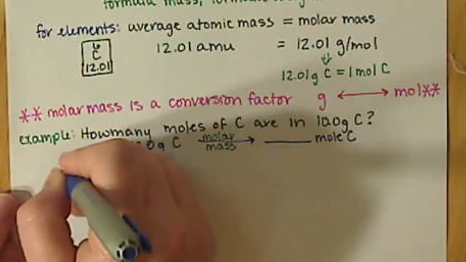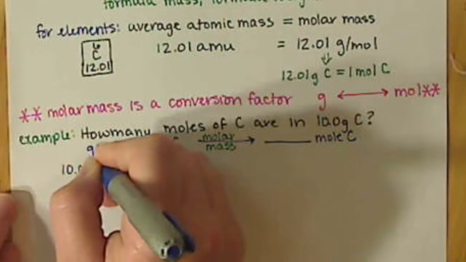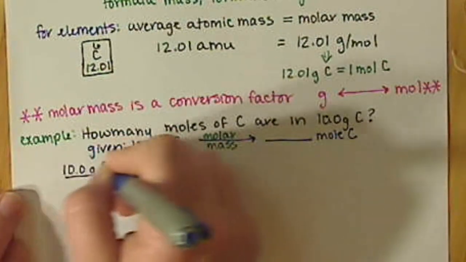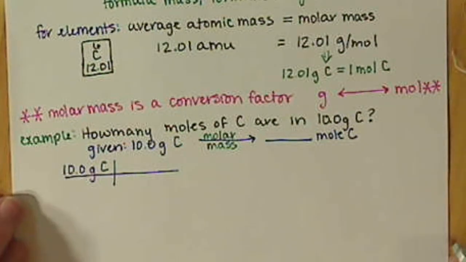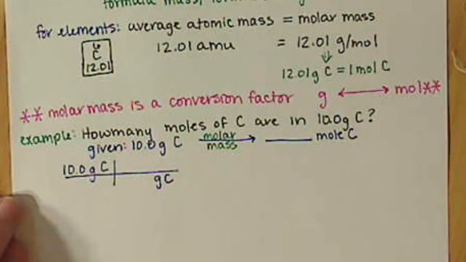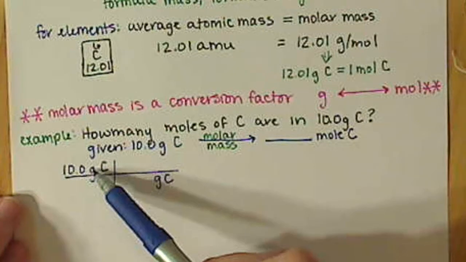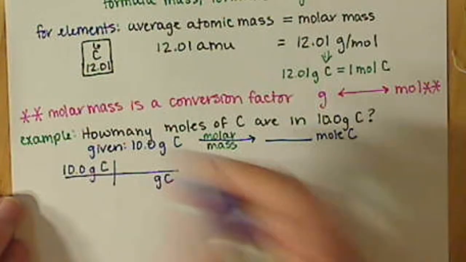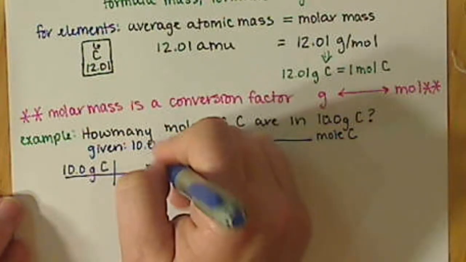So we set up a conversion factor here. We have 10 grams of carbon. We want to convert from grams of carbon to moles of carbon. So we put grams down in the denominator so that these cancel out. We put moles of carbon up top.